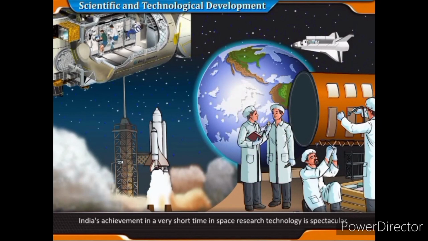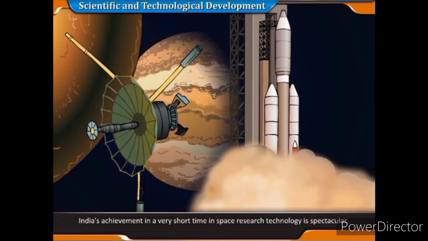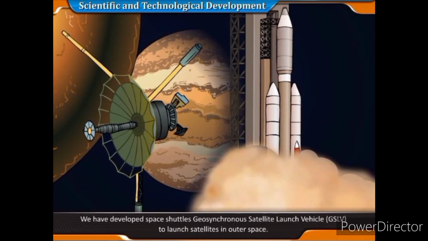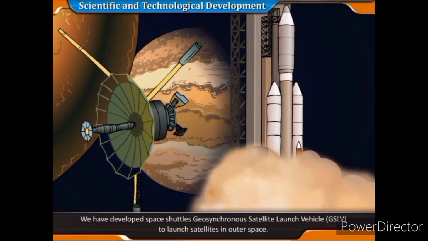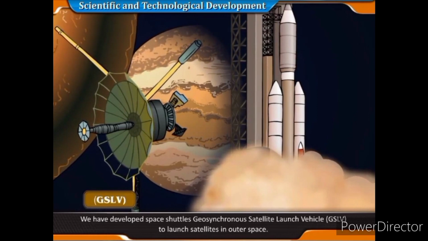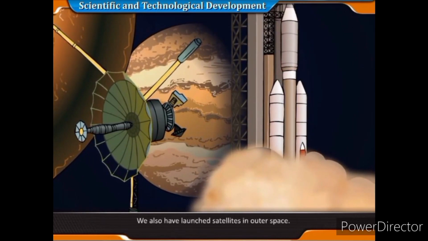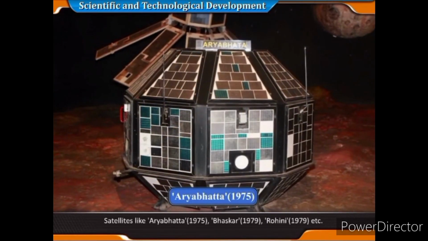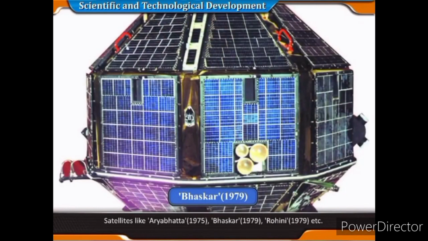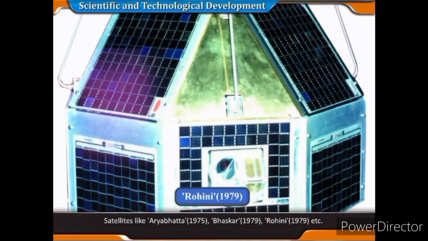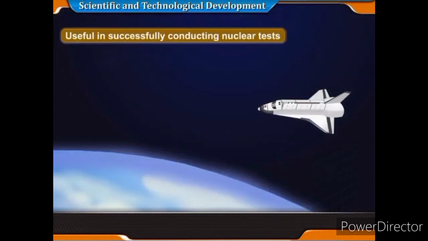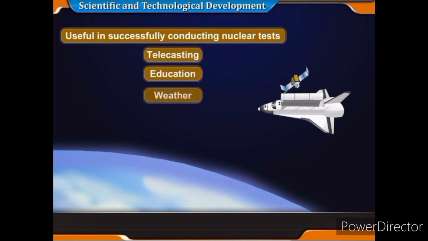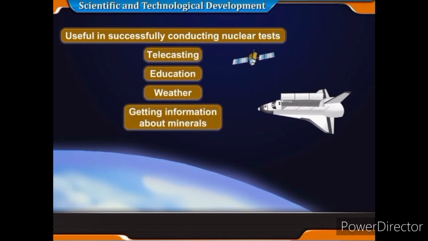India's achievement in a very short time in space research technology is spectacular. We have developed space shuttles and the Geosynchronous Satellite Launch Vehicle, GSLV, to launch satellites in outer space. We also have launched satellites in outer space. Satellites like Aryabhatta 1975, Bhaskar 1979, Rohini 1979, etc. are useful in telecasting, education, weather, and getting information about minerals through the remote sensing system.